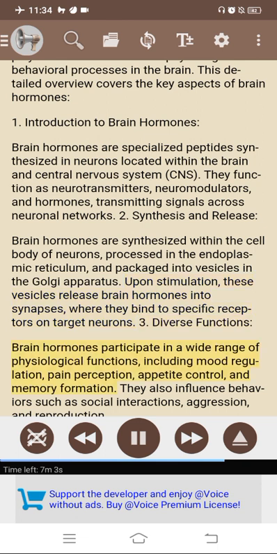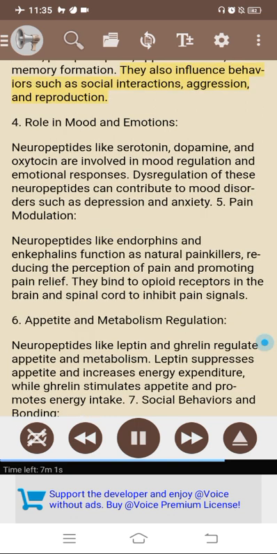3. Diverse functions. Brain hormones participate in a wide range of physiological functions, including mood regulation, pain perception, appetite control, and memory formation. They also influence behaviors such as social interactions, aggression, and reproduction.